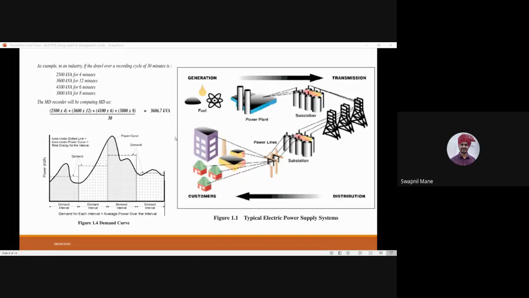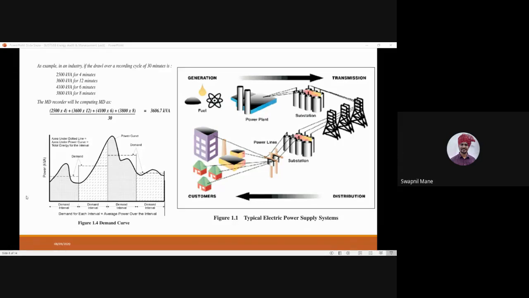So now let us assume this scenario that contract demand is 4000 kVA and for some 15 minutes the industry has surpassed this contract demand. Is it the case that the supplier will not supply the additional demand to the industry? It will supply, but it will charge more, more cost will be associated with that additional amount, which is called as a peak demand.